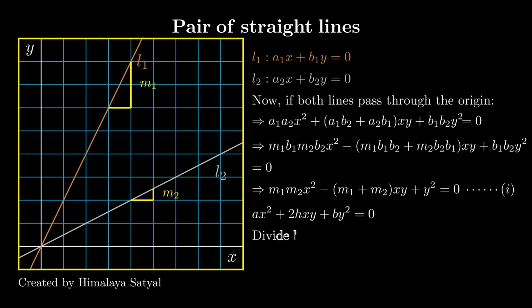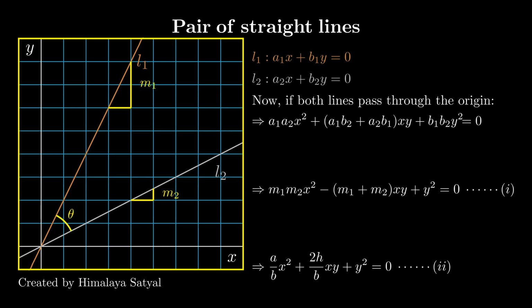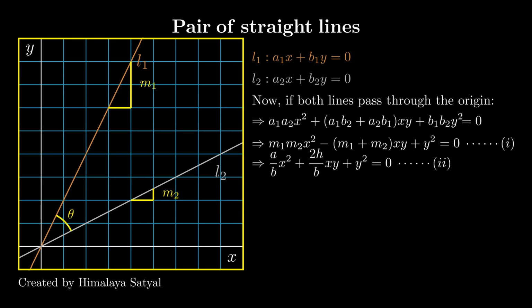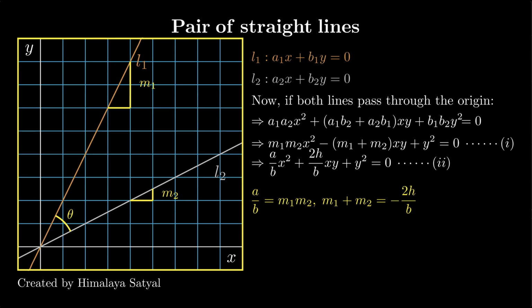We can then divide both sides of the general form by b. This gives us a by b x squared plus 2h by b xy plus y squared is equal to 0. We do this to match the coefficient of y squared in equation 2 with that of equation 1. And now we can compare both equations to get a by b is equal to m1 m2 and minus 2h by b is equal to m1 plus m2.